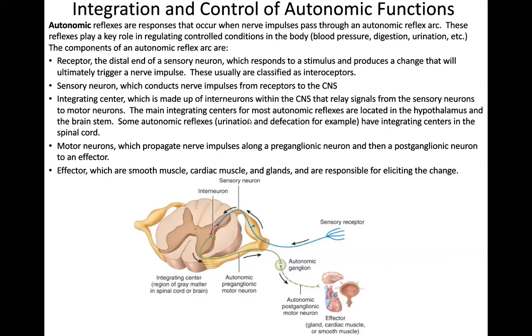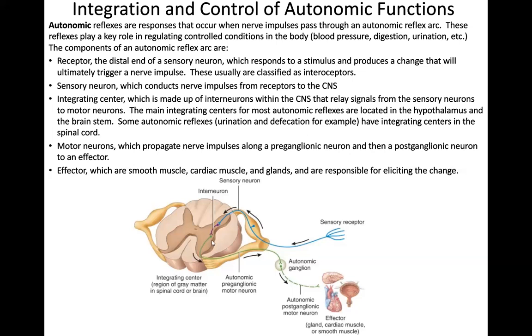Some autonomic reflexes, for example, urination and defecation, actually utilize the spinal cord. So the integration takes place down in the spinal cord, and we don't have to send the signal up to the brain and then back down to help with regulating peeing and pooping, those 2 processes.